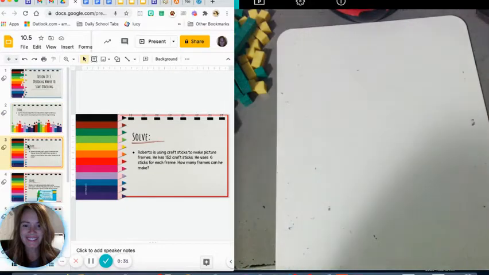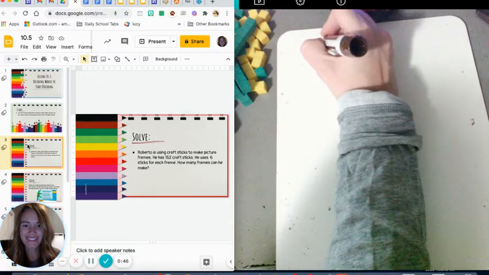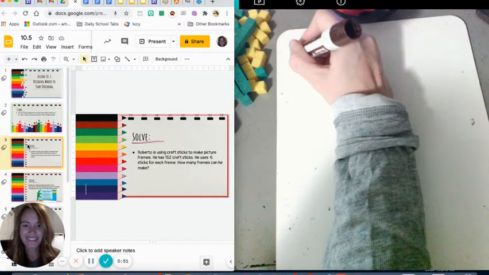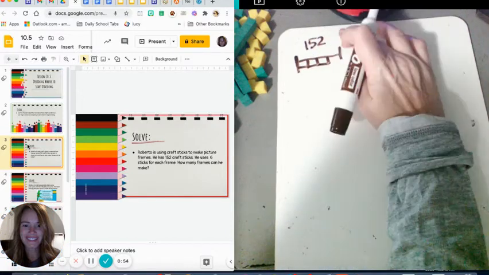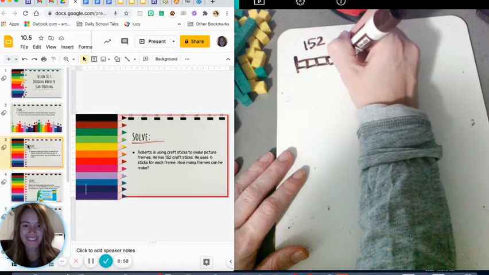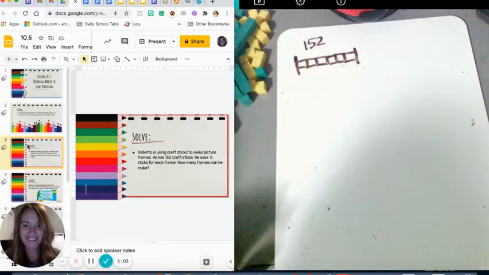So in our first problem, Roberto is using craft sticks to make picture frames. He has 125 craft sticks, and he uses 6 sticks for each frame. How many frames can he make? So in our givens, I know I have 125, and I'm going to divide that into 6 frames, 6 sticks per frame. So I could show 1, 2, 3, 4, 5, 6. And then that will tell me how many frames I can make.